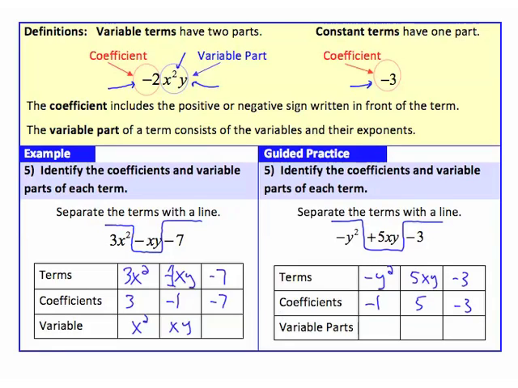Now let's look for the variable parts. In our first term, the variable part is both the y and the exponent. So we want to list that as y squared. And the next term, 5xy, the variable part is the xy. The last term is a constant term, so it doesn't have a variable part.